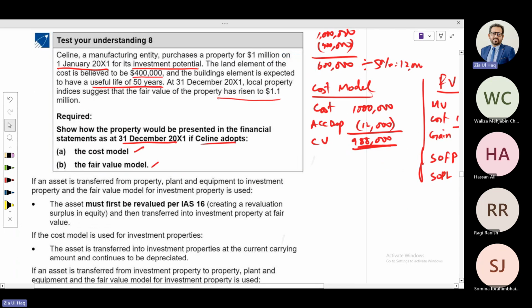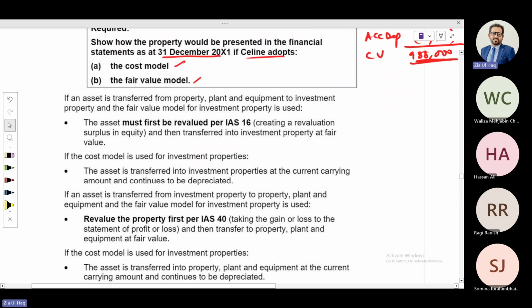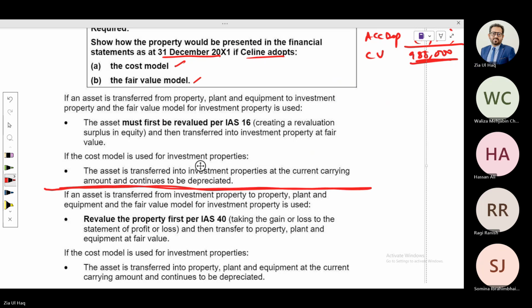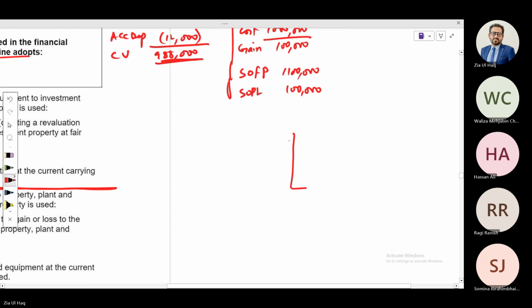Okay, now moving towards another concept. There are two separate concepts. I'm putting a line here. Now see, this is our building, and in the building there are 3 floors. Until last year, we were using all the floors in business use. This means we were treating this building as property, plant and equipment.